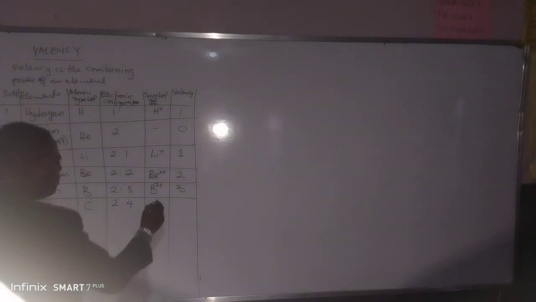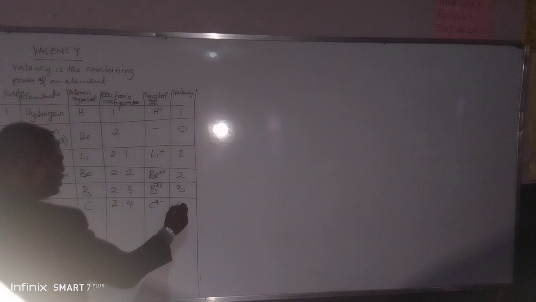Then the next one, number 6, is carbon. Carbon, C, configuration is 2, 4. And I told you that when you have 4 as the valence electron, it can no longer lose the 4. The 4 becomes too big for you to lose. So you think of how many you will borrow to add to this 4. It borrows 4 more and forms C4 minus. And the valency is 4.